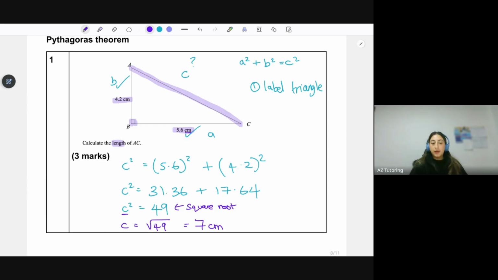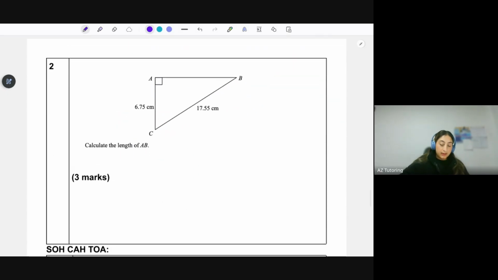If you get something really big, like 105, you know it doesn't make sense, because how can one length be 4.2, another be 5.6, and the other one be a really big number? Ask yourself, does my answer make sense as well? And there's the first one. We'll move on to the second question.